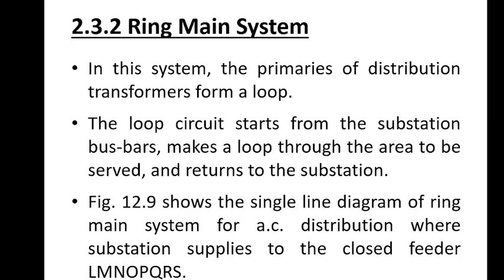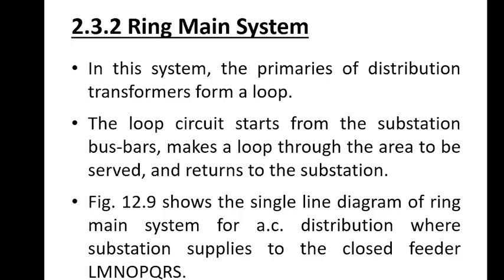So the loop originates from the substation bus bars, extends through the service area, and then returns back to the same substation, creating continuous circuits. This is the main feature of this type of distribution configuration. This configuration allows power to be supplied from two directions, improving reliability and voltage regulation.